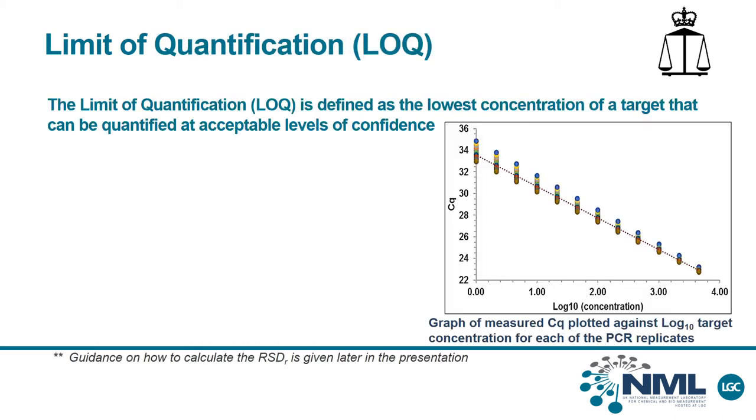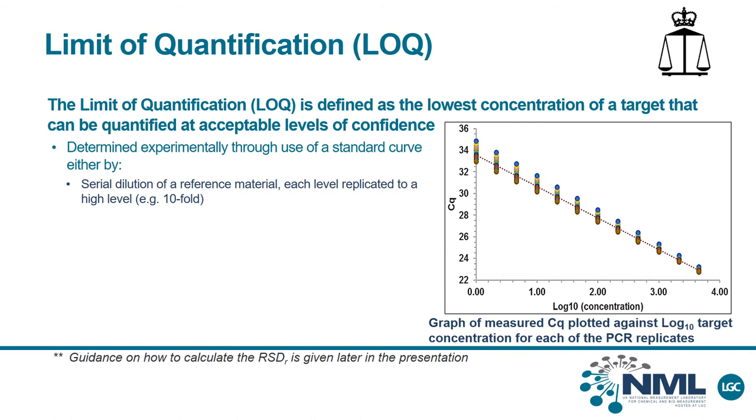The limit of quantification may be defined as the lowest concentration of target in a sample that can be quantified at an acceptable level of confidence. It may be determined using a serial dilution of the target in conjunction with at least a 10-fold level of technical replication at each of the concentrations employed. Alternatively, a series of independently generated dilutions with a level of technical replication of 10 or more may be used.